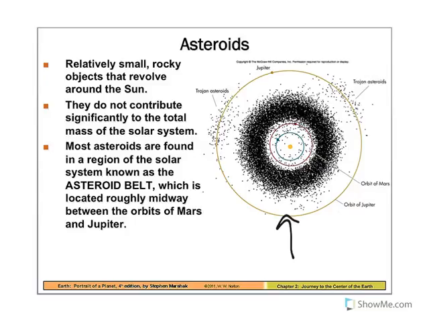Most of our asteroids are found in the asteroid belt, which is between Mars and Jupiter. As you can see, there's actually a really large space here in between these two planets. And that's where we find most of our asteroids, located in between this orbit.